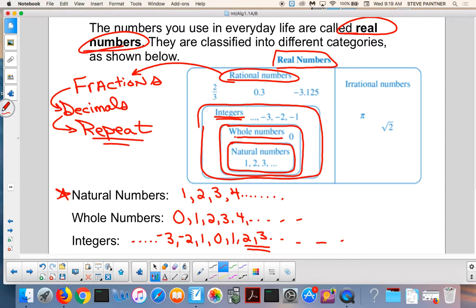Help me out, guys. 2/3 is a fraction, so it's rational. But does that fraction repeat if you turn it into a decimal?